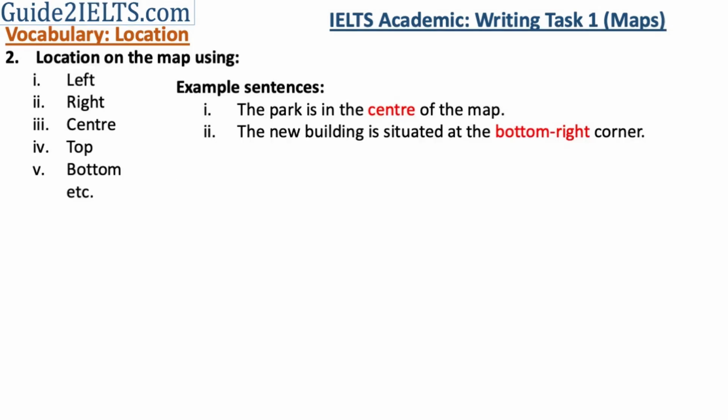The second way in which you can tell where things are located on the map is using words like left, right, top, and bottom. For example, the fountain is in the center of the map. One add-on tip here, the word center has two spellings. Both would be marked correct in IELTS. Both American and British spellings are acceptable and are marked correct in IELTS. This is also true for your reading and listening tests in IELTS.